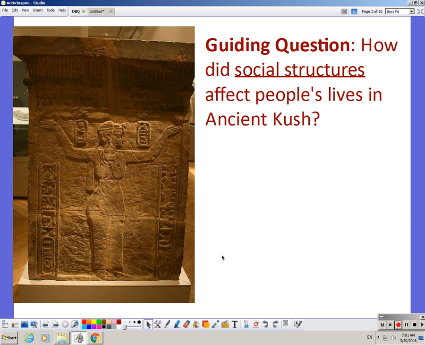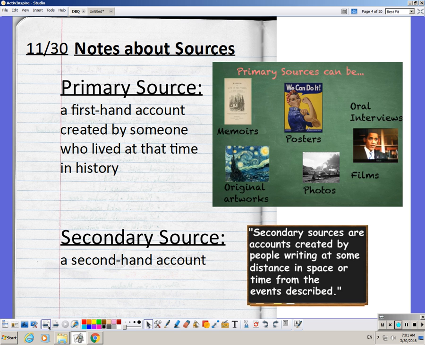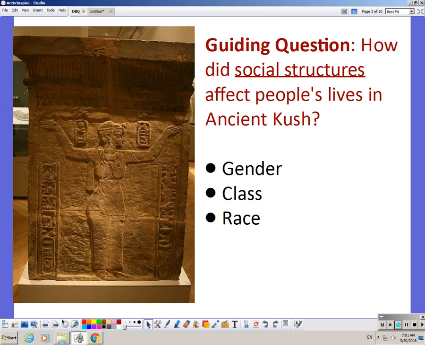in ancient Kush? We started exploring this question by thinking about some of the ways that social structures like gender, class, and race affect our lives today. And we took this knowledge and applied it to some documents that we've been looking at in ancient Kush.